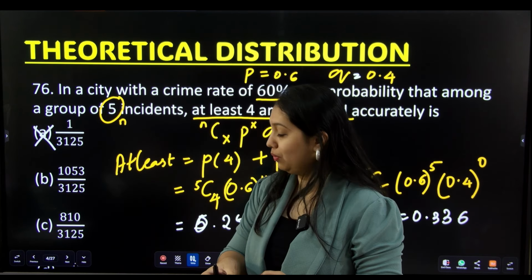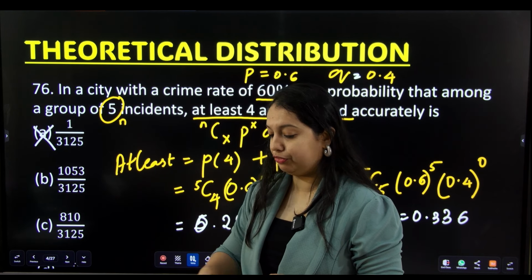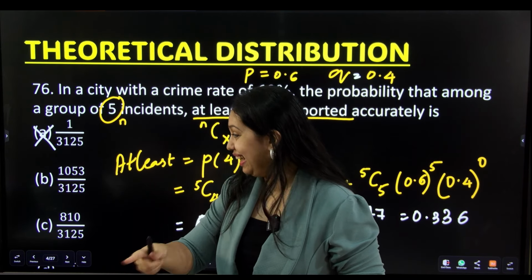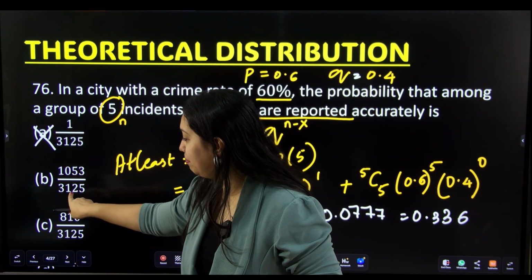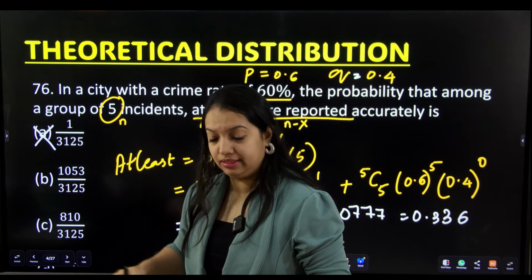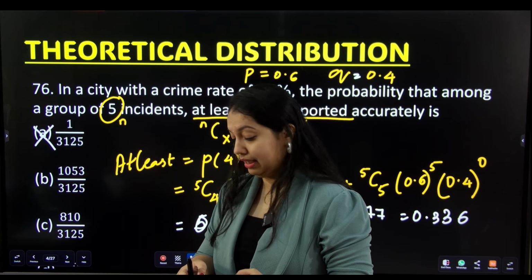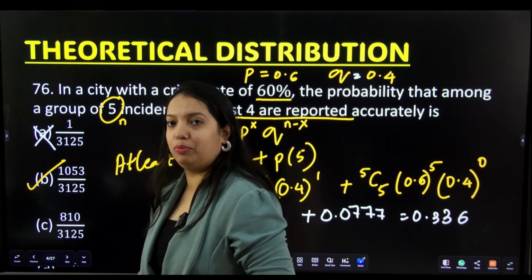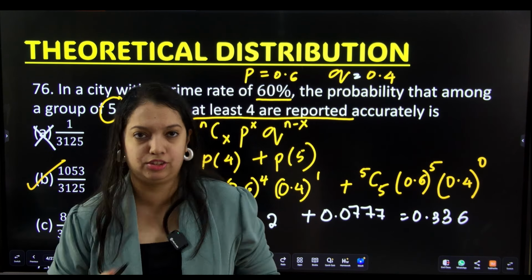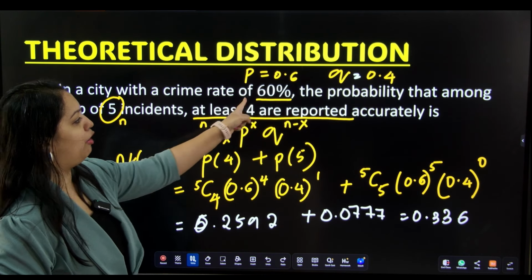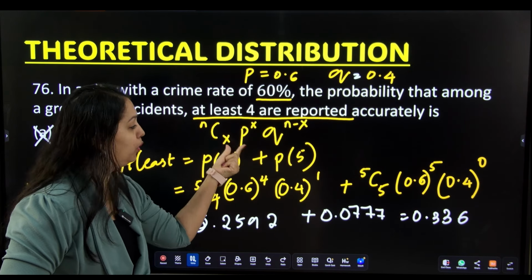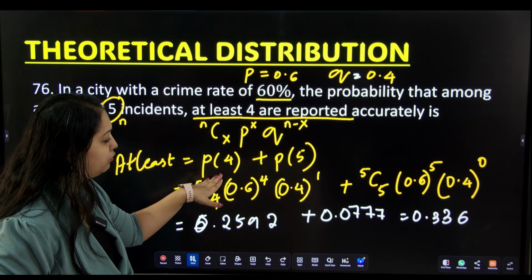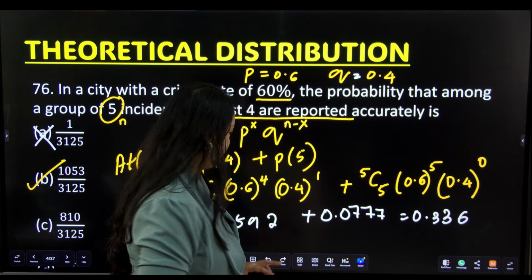Check this on the calculator. 1 divided by 3, 1, 2, 5. I'm getting 0.0003. Very small number. This is wrong. The second one, 1 by 3, 100 by 300, 1000 by 3000. This is approximately equal to the same value that we got, 0.33. So option B is correct. So remember this. Whenever you have p value, first you calculate q for the probability formula. Whenever they use the word at least, you take at least 4 or 5. Both the cases will come.